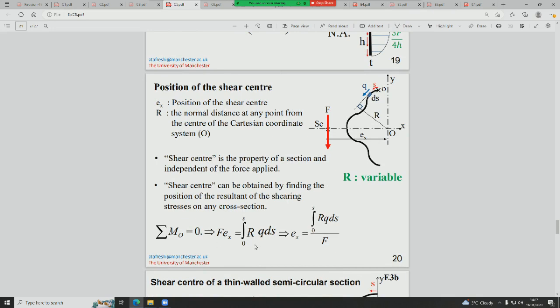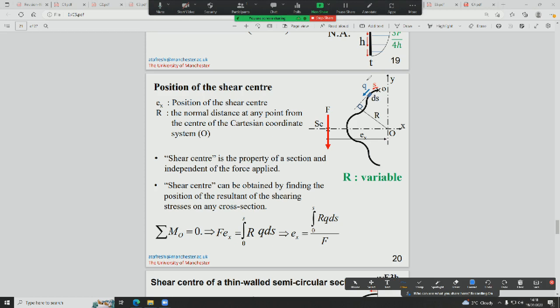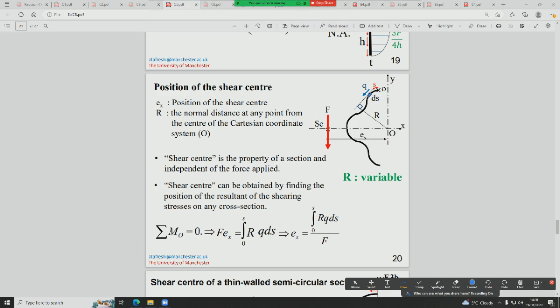This is the moment created by the resisting shear flow inside the body. So if this is the shear flow here, Q times dS gives us a force. So Q multiplied by dS, that was the definition of the shear flow, the force applied per unit length. If I multiply by this, it gives me the force, the shear force applied here.